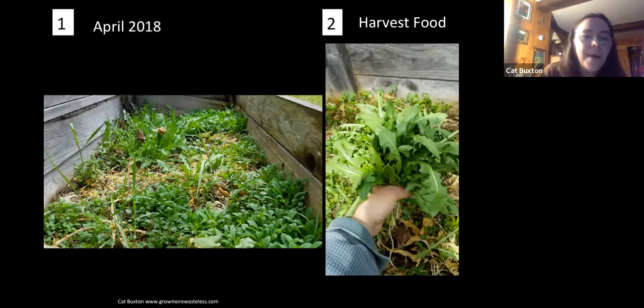And you might think, oh, wow, that's really weedy. And I thought, wow, those dandelion greens look amazing. So that was my dinner for that night. So the first thing I did is I harvested food from this garden.